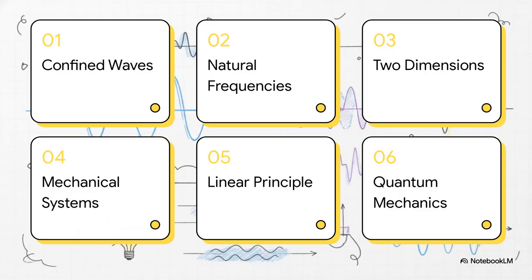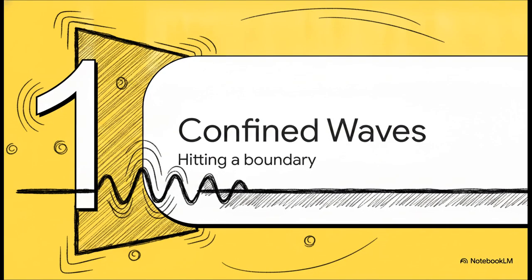Here's the roadmap for our explainer today. We'll hit the secrets of confined waves, discovering natural frequencies, moving to two dimensions, modes and mechanical systems, the grand linear principle, and finally, the quantum mechanics connection. Let's get right into it. Part 1, Secrets of Confined Waves.